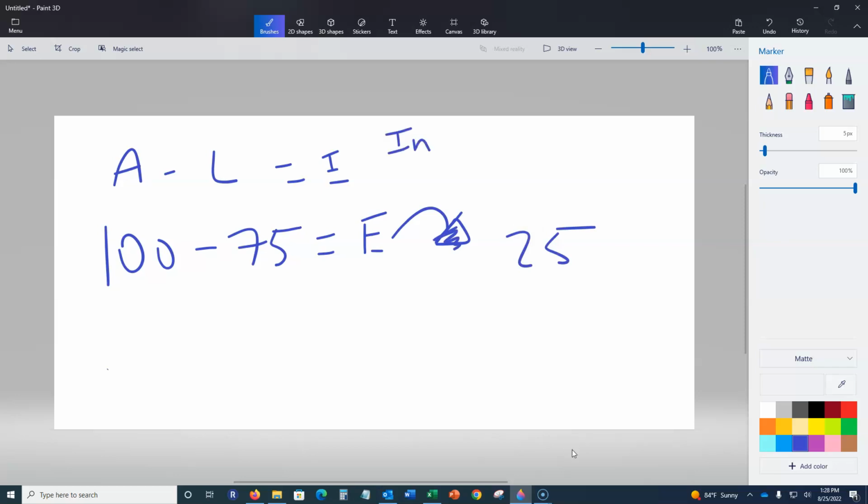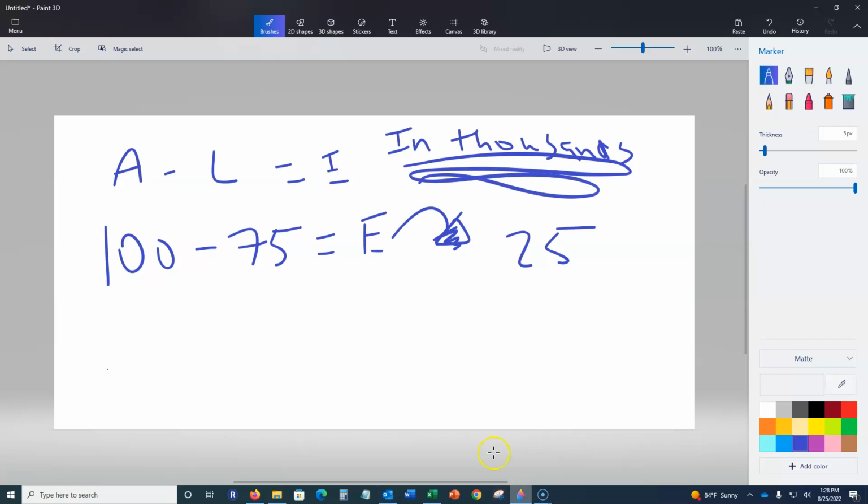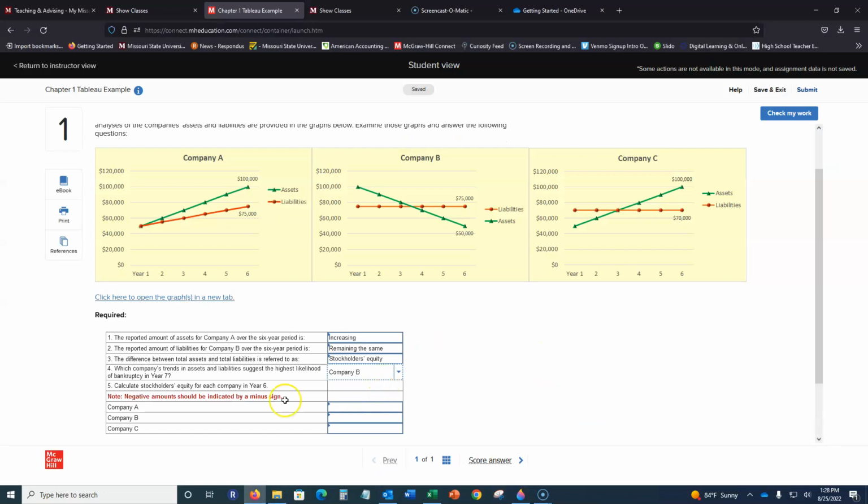And I'll even, since I yelled at you guys about it, write it up here in thousands, because we always need to label our data consistently and accurately. So now these are in thousands, right? That is how I come up with the 25,000 for Company A. That is our equity. Don't forget that I put it in thousands, but I need to make sure that it's in thousands when I get to the answer in Tableau.